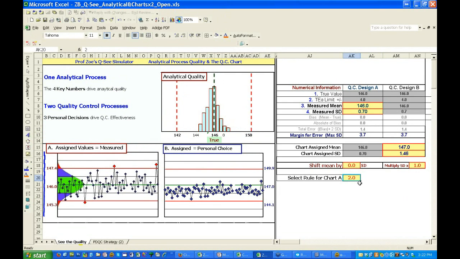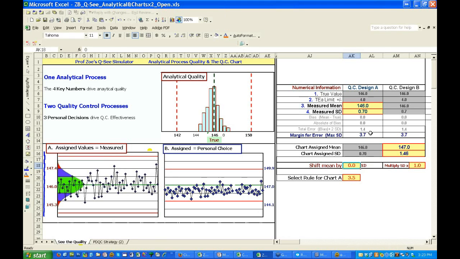I'm going to go back over here. I can change that rule, so I'm going to change the rule that I'm using on chart A. So instead of using a 1 2S rule, I'm going to go in and use a 1 3.5S rule. What that has done is it's gotten rid of all my false positives. But now you're saying, oh my goodness, with 3.5 SD set as my QC rule, would I ever know if a real problem occurred?